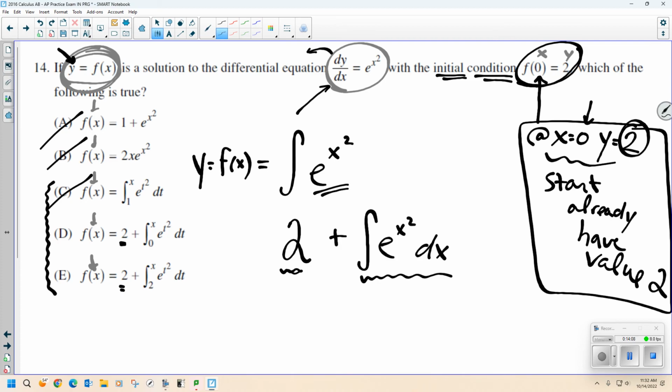Okay, so now I'm looking at the difference here. From the beginning, I have 2. That means my lower bound has to be the beginning. I have to start at 0, because before 0, I already had 2 in there. And then I go up to some value x. I want the one with the 0 on the bottom, not the 2 on the bottom. The answer is choice D.